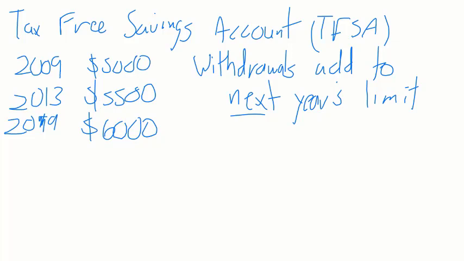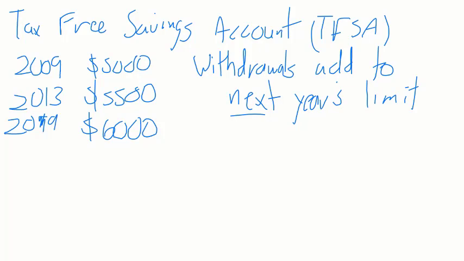Investments are similar to what you can invest into an RSP. So you can buy stocks, bonds, mutual funds. You can invest in something very safe like a GIC. You can invest in something very aggressive. So the main thing is to know how to calculate a TFSA limit.